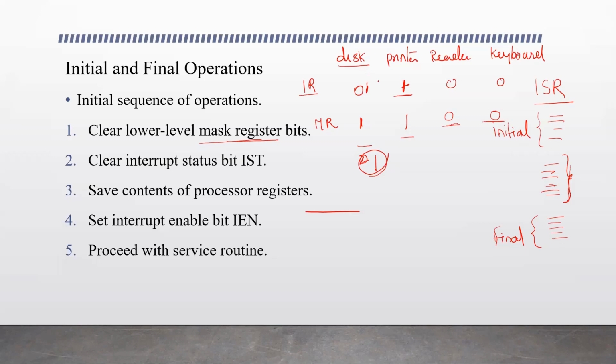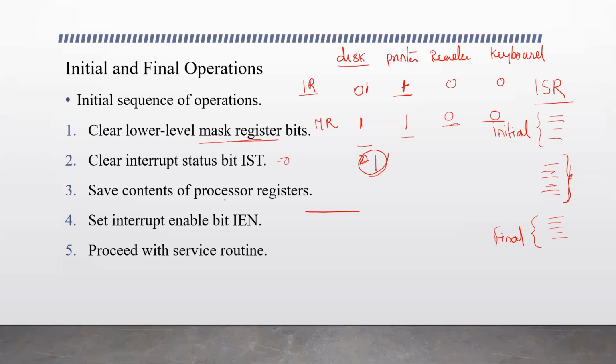So the first step is to clear the lower level mask register bits. And the second step is to clear the interrupt status bit. The interrupt status bit was already 1, right? There is an interrupt, so the CPU is servicing this. Now, once this is being serviced, there is no currently active interrupt. The request is being serviced, so this can be set to 0. Clear interrupt status bit.